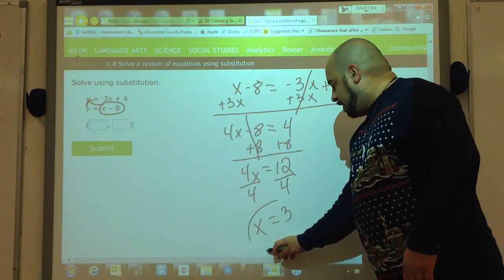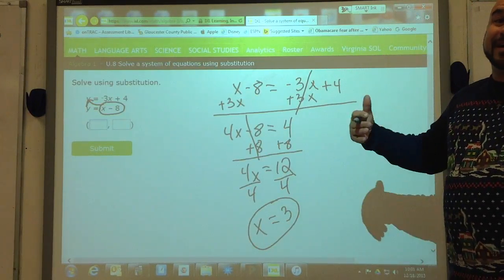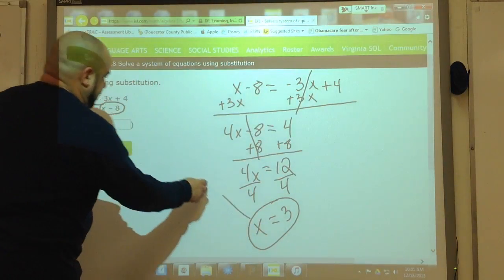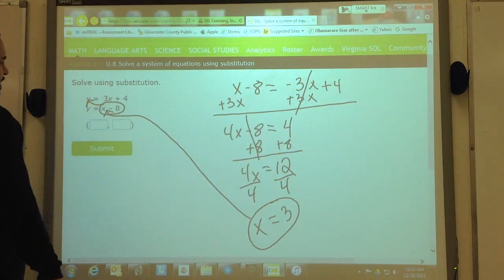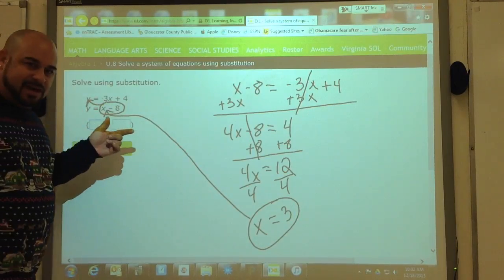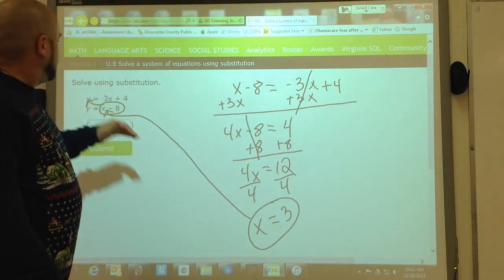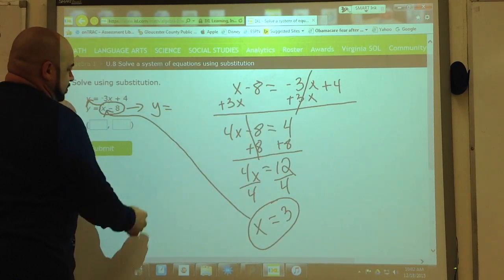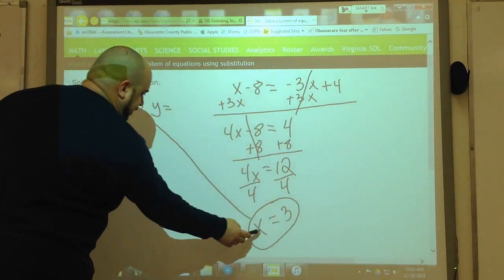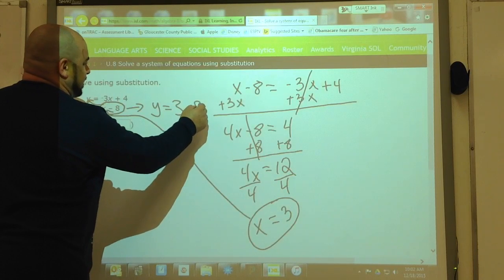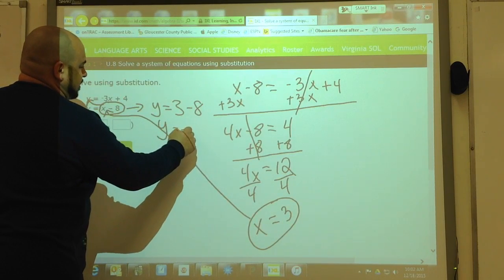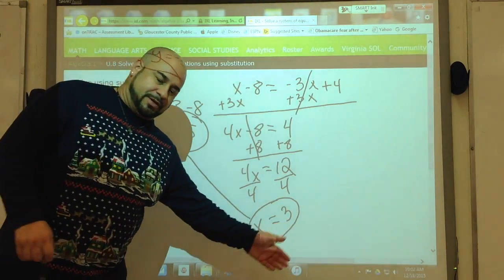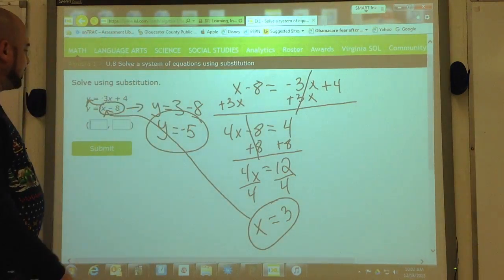So now that I know what x is, let's find out what y is. And I can actually substitute my x right here for this x, because y is by itself, and this equation is a little simpler than the one above. So if I do that, I have y equals, substituting 3 for x, 3 minus 8, and so y equals negative 5. So I found that x is 3 and y is negative 5.